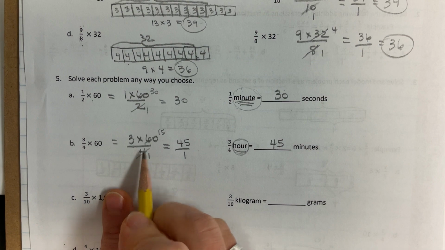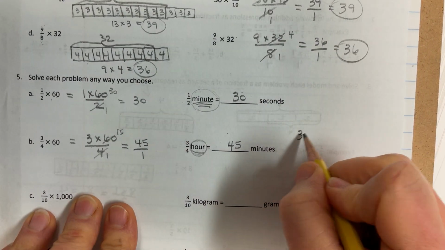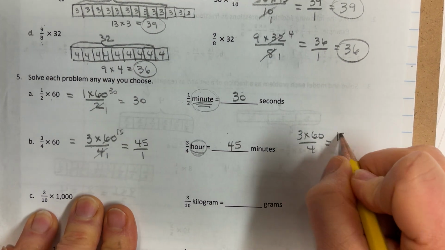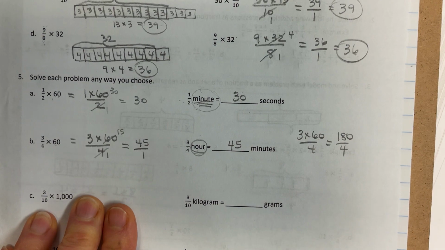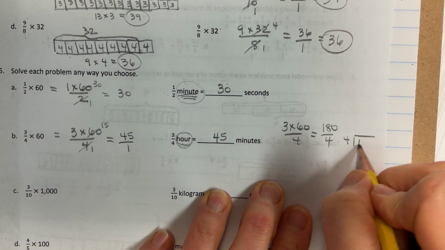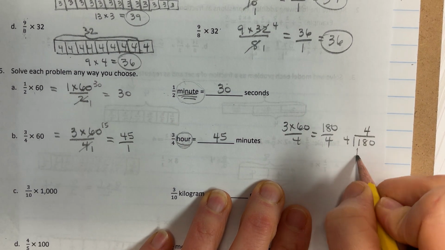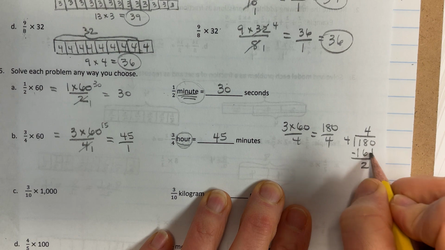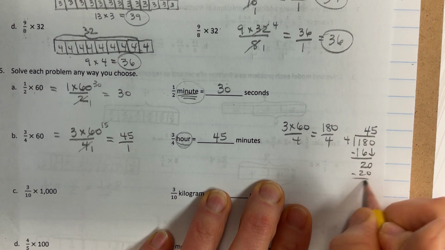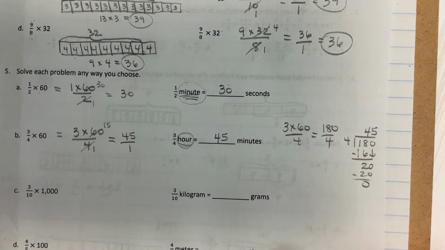Now, if you didn't realize 4 goes into 60 15 times, you could have just said, well, 3 times 60 is 180 over 4. And then you would have to divide that out to get the final answer. 4 divides into 180. I would go like that, 16, bring down my 0. 4 goes into 20 5 times. And you still get 45 minutes. You can do it either way.